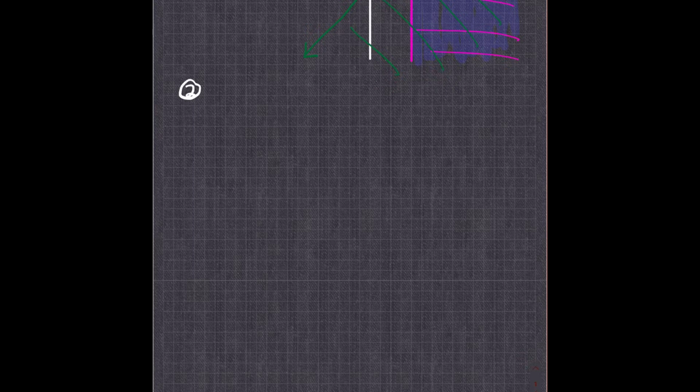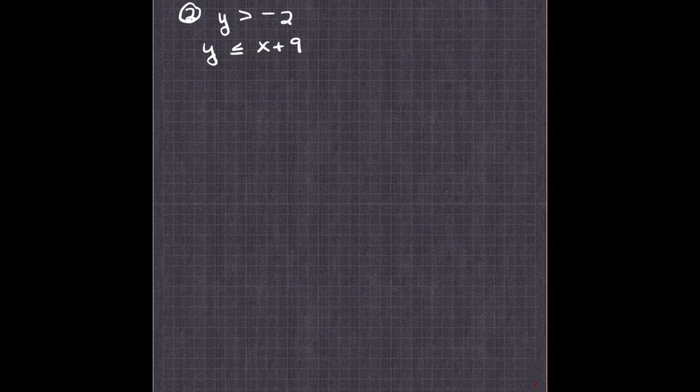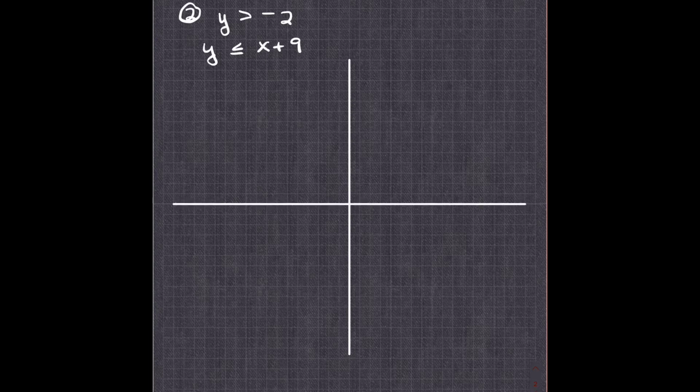This is on page 374 of your textbook. So I have y is greater than -2, and I have y is less than or equal to x plus 9. So I just need to use the skills that we worked on previously to graph these two inequalities.